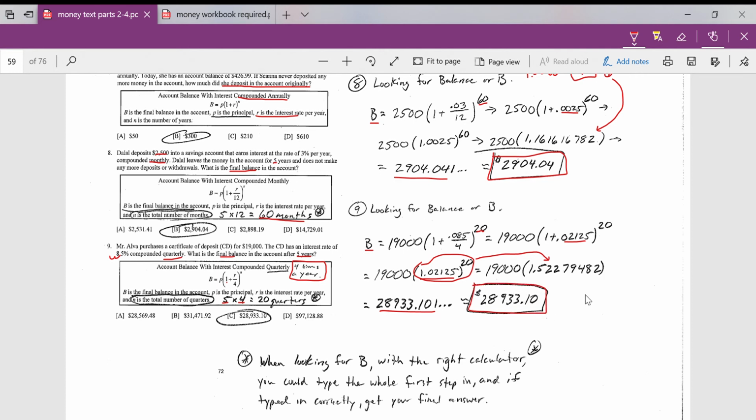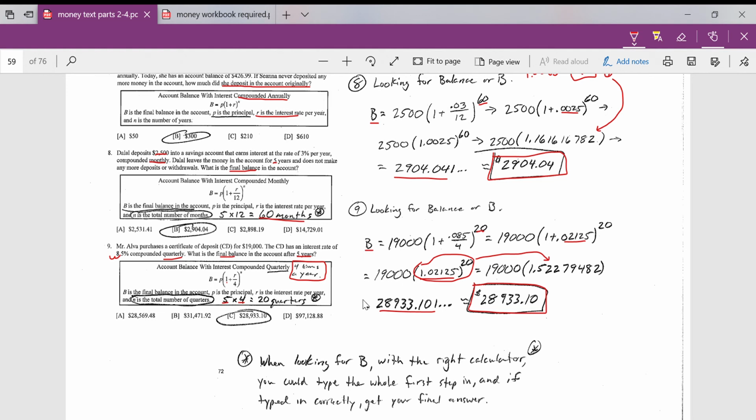Your beginning investment of 19,000 after 5 years would now be worth almost 29,000. So by doing nothing in 5 years, this person would have earned almost $10,000. Okay, so that's the power of compound interest.